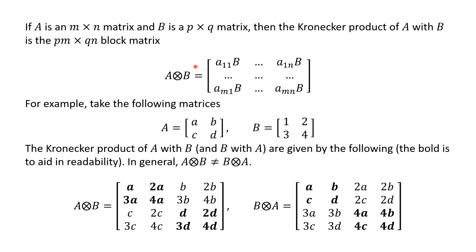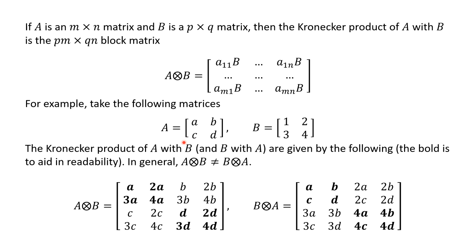You're basically taking each element of A and you're multiplying it times B. So this is actually a block matrix. This entry right here is not just one element, but it's the size of B. It's P by Q, and then you have P by Q here and all the ones in between. So maybe an example will make it a little bit easier to see.